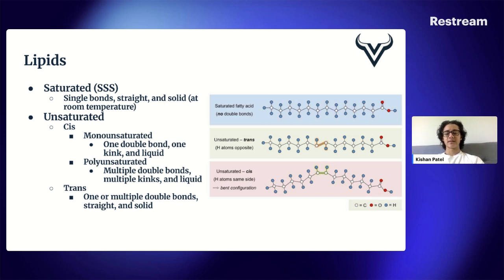And if we look at trans, these can have one or multiple double bonds, but the way it differs is that the hydrogens are on alternate sides, which eliminates the kink. So it does have the double bond that a mono and polyunsaturated would have, but it is not kinked.